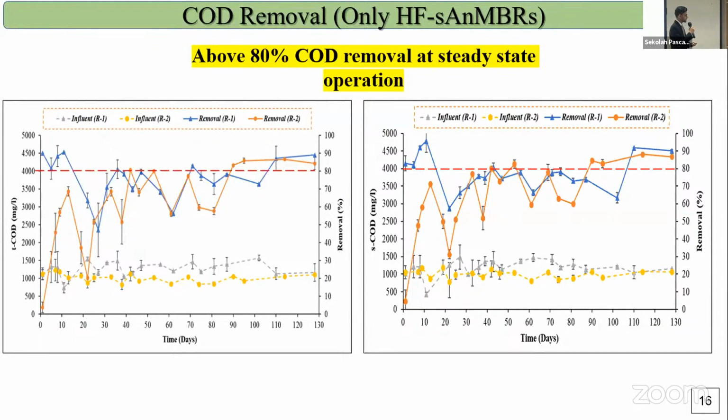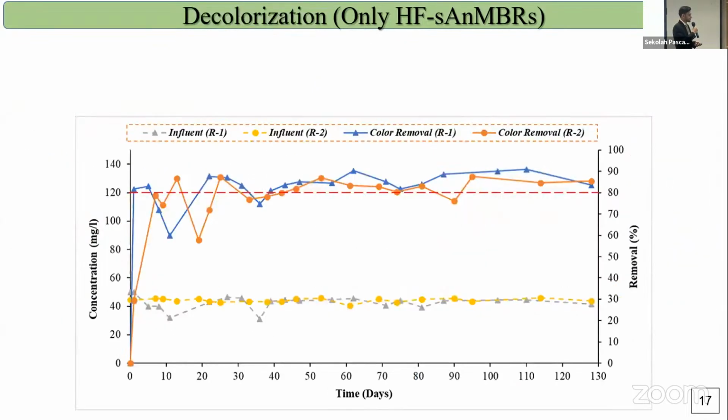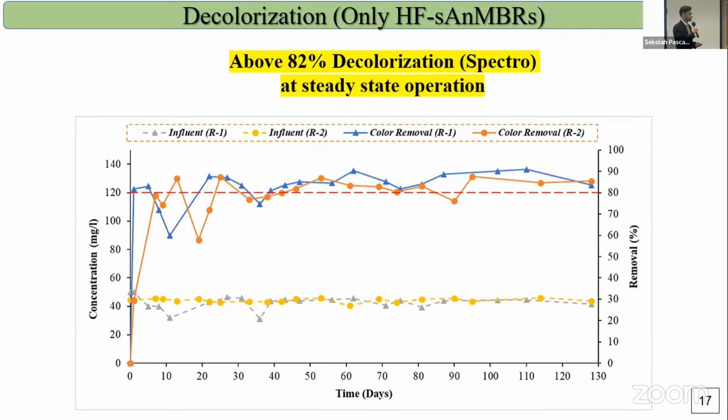We could achieve the steady state operation by the end of around 70 to 80 days. There is significant fluctuation, which might be due to toxicity toward the microbial or biological entity present in our reactor, as well as the fouling on the membrane. For decolorization, we did the spectral analysis at 597 nm, and we could achieve a steady state operation after 30 days of operation and above 82% mean decolorization or color removal.